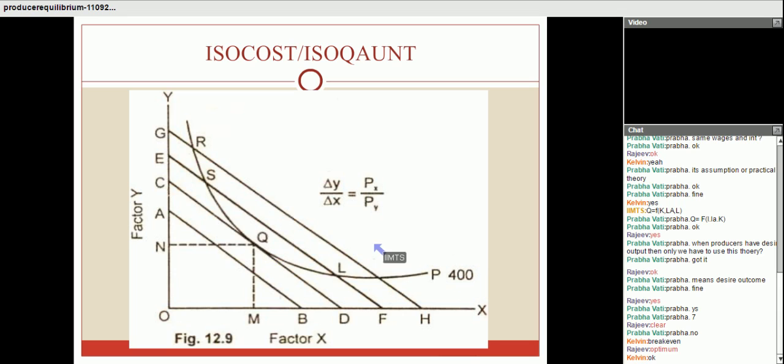He is getting 400 units of output, and he is using N as the volume of capital and M as the number of labors which he is putting in. So this NM combination is giving him 400 units of output. At the point Q, he is at equilibrium. Alright.